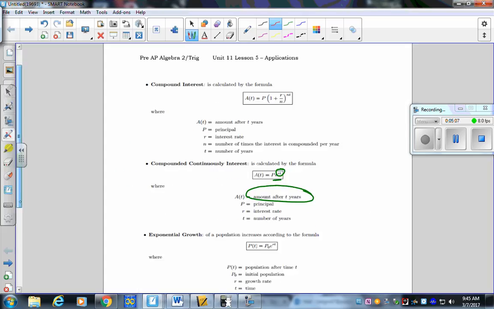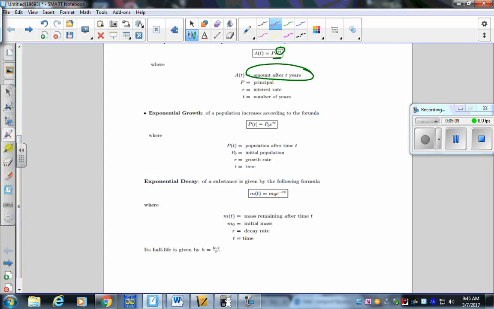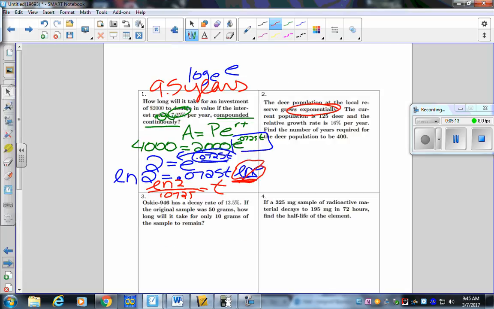All right, it's growing exponentially, so I'm using exponential growth, which is pretty much the same equation. What am I going to end up with? I'm ending up with 400 deer. I started with 125, e, my rate is 0.16 because I changed it to a decimal, and I'm trying to find the years. All right, so we're going to go ahead and solve. Divide both sides by 125, and we end up with 3.2.